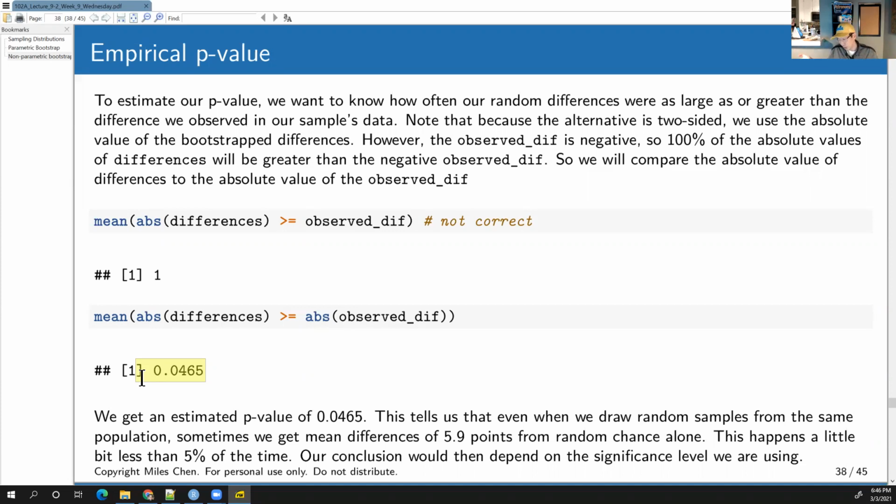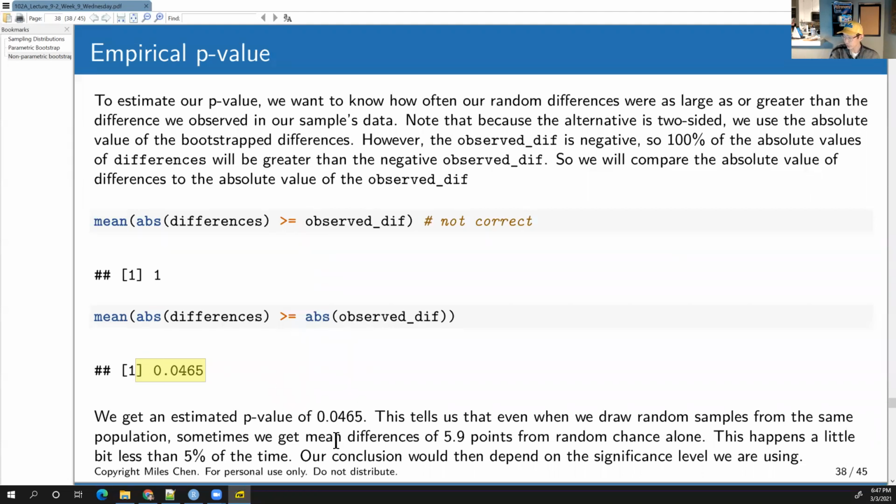But maybe that difference isn't that significant. I mean, it's barely significant at the 5% level. So maybe we would opt to be a little bit more cautious and not reject the null. And we can't really make any kind of cause and effect conclusions.